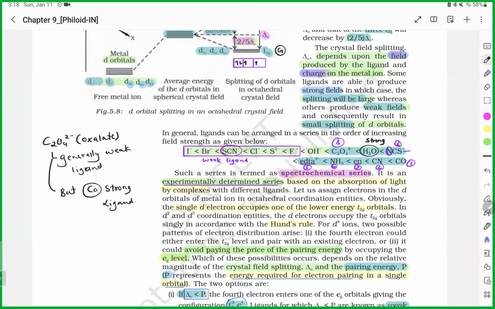Got it? And you will ask, sir, why chelation? Because oxalate is a very good chelating agent. Chelation. Understood? Because it is a very good chelating agent, it will cause electron pairing due to the chelation. Got it?